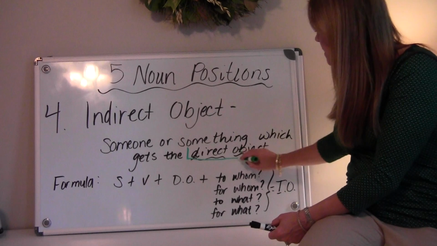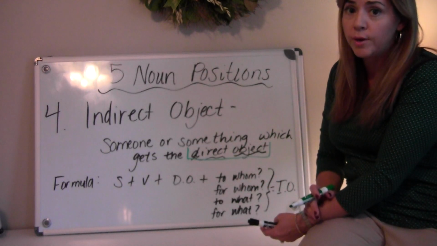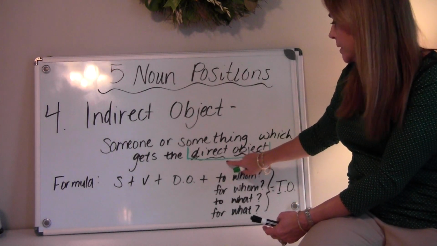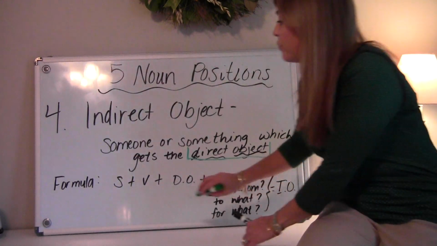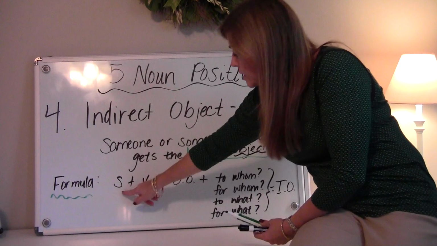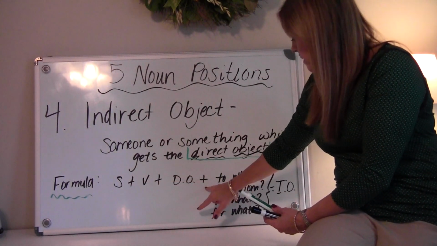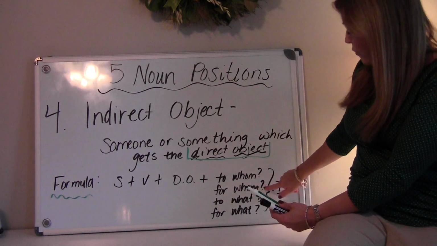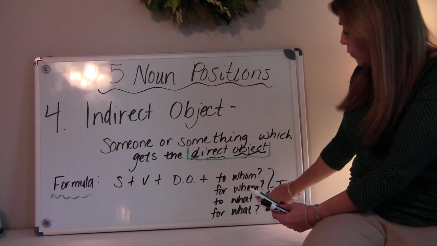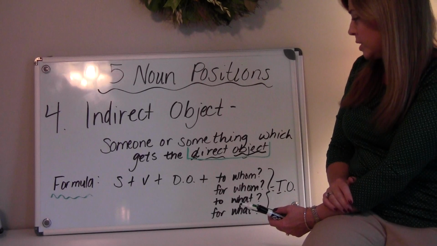You must have a direct object in order to have an indirect object. If there's no direct object, there cannot be an indirect object. My formula: subject plus the verb plus direct object plus to whom, for whom, to what, for what. One of these 4 questions will be answered and give us an indirect object.